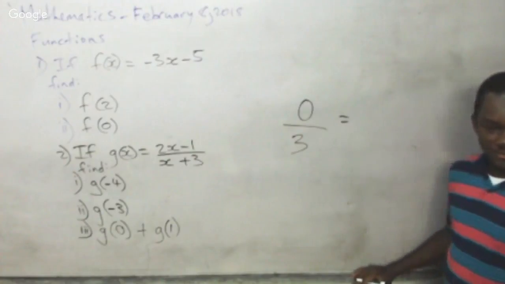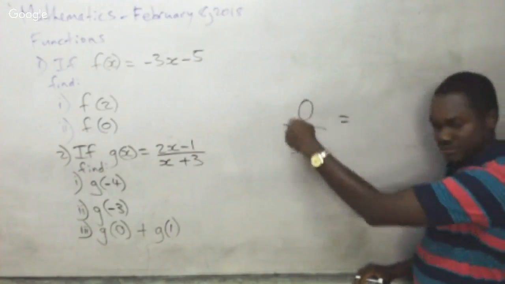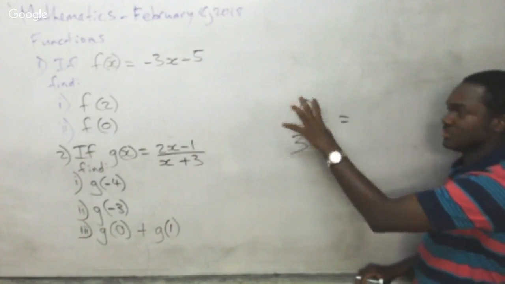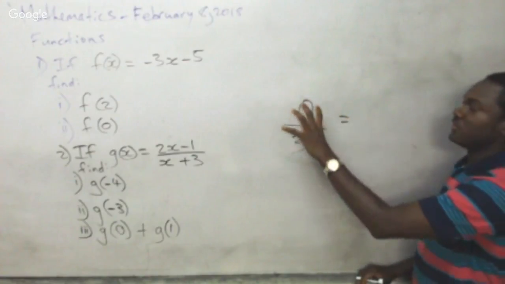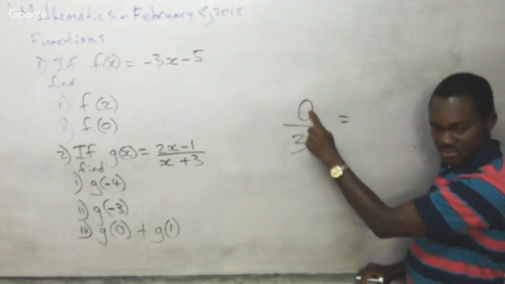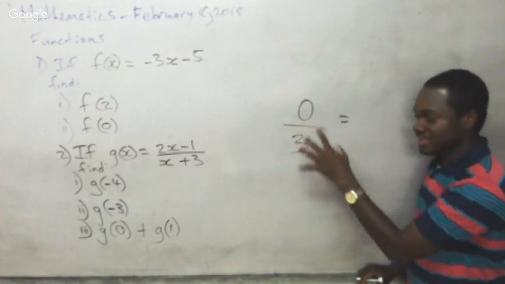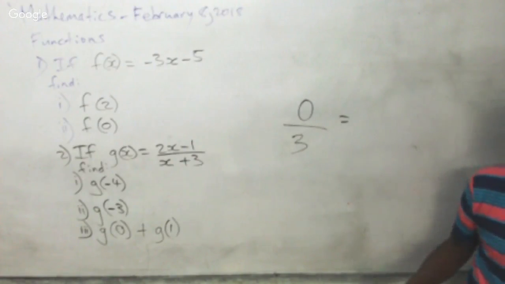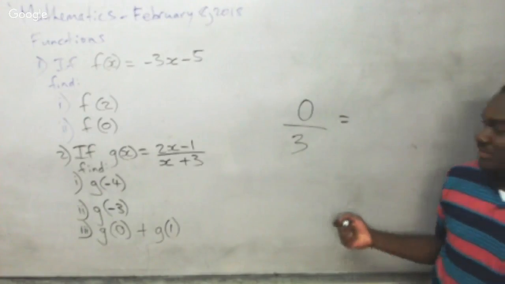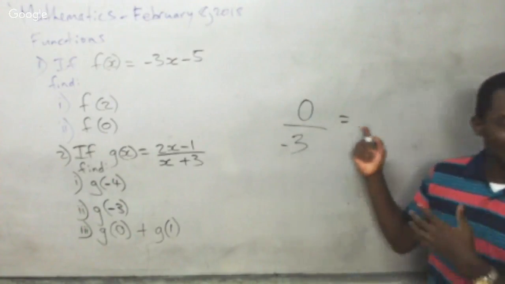Alright, let me explain something to you. This number here, the numerator, is what you're sharing. So you're sharing nothing into how many parts? This tells the number of parts. 3. So if you have nothing and you split up nothing into 3 parts, what are you going to get? Nothing. So it doesn't matter if it's positive or negative, you still get nothing.